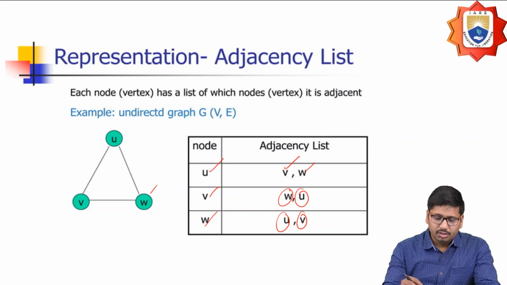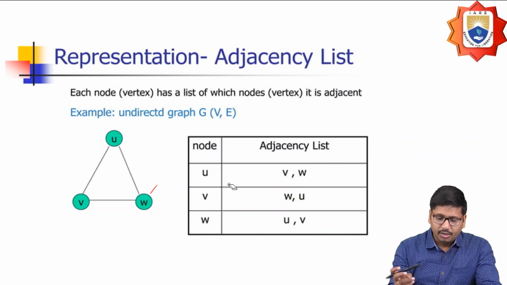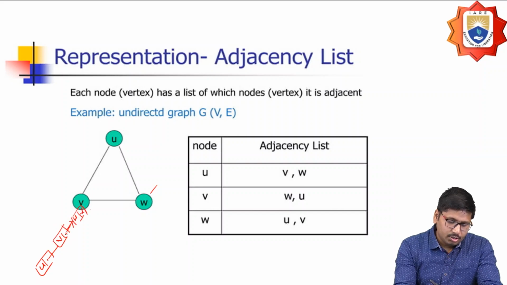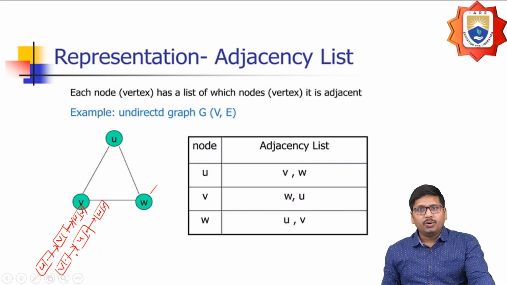In the adjacency list, what is the other way I can show it? The node U is there. In the adjacency list, what are the vertices that are connected? For U it should be V and W. So this should be the linked list representation. And for V, it is U and then W. So this is the other way of representing that.